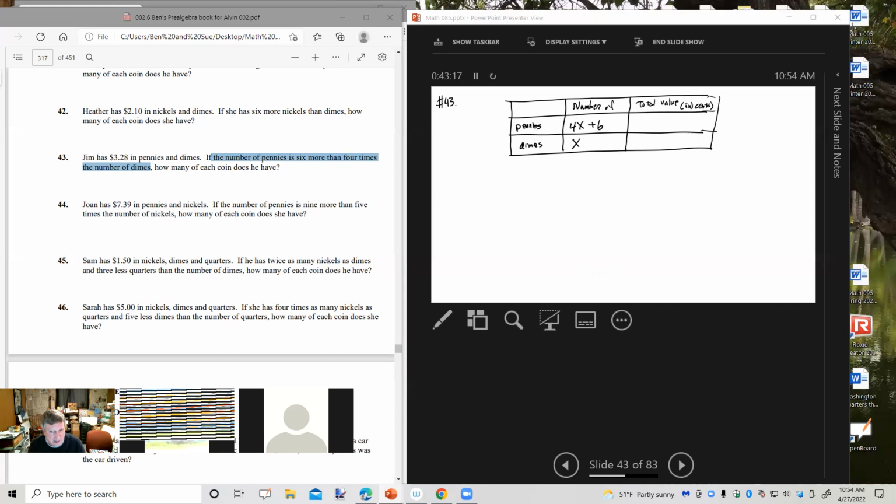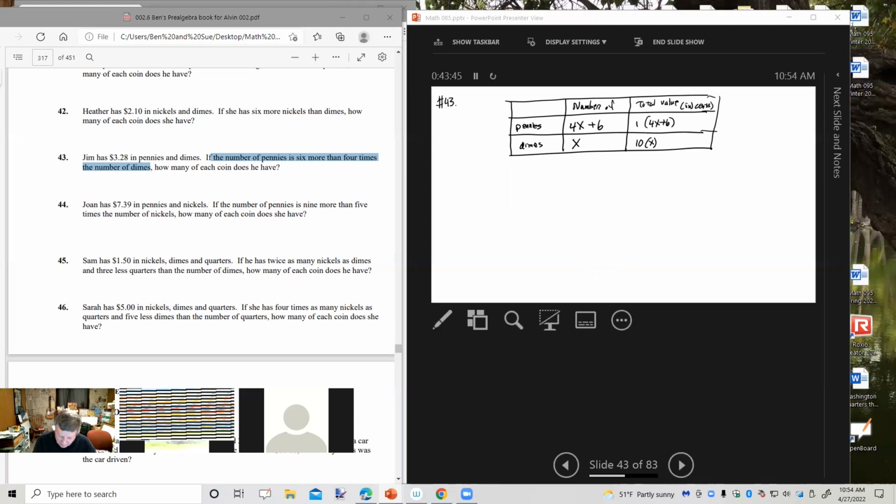Any question about that? But again, it all goes back to a comparison statement. Figure out what the center of the universe is, what everything's being compared to, assign the variable to that. So in this case, the dimes. Total value in cents. Well, pennies are worth 1 cent. So we get 1 times 4x plus 6, which is just 4x plus 6. Dimes are worth 10 cents a piece. So we get 10 cents times the number of dimes.